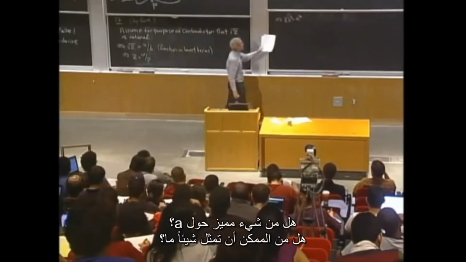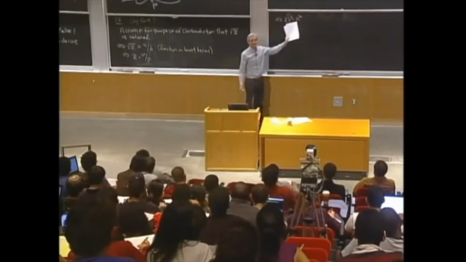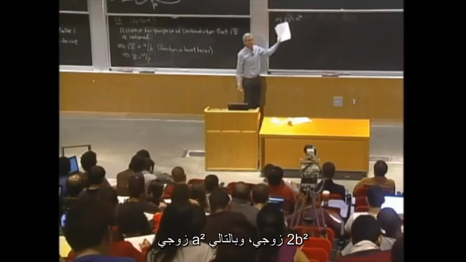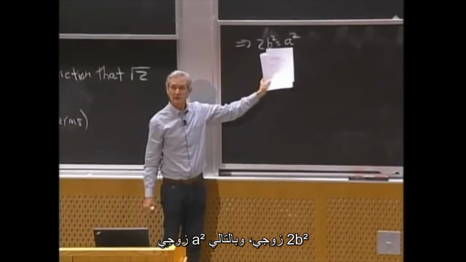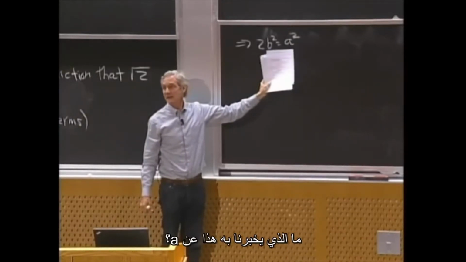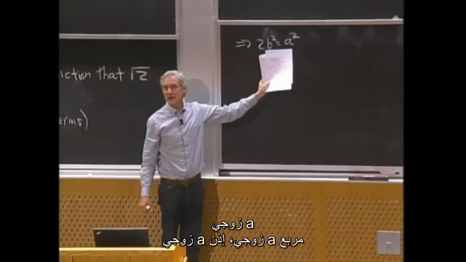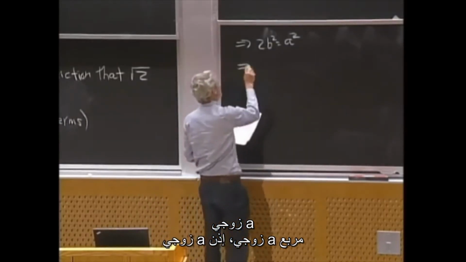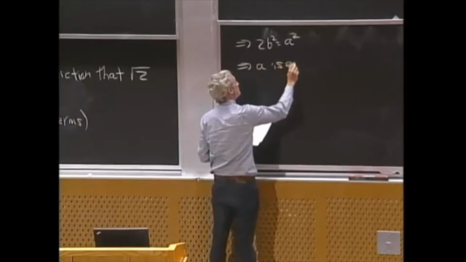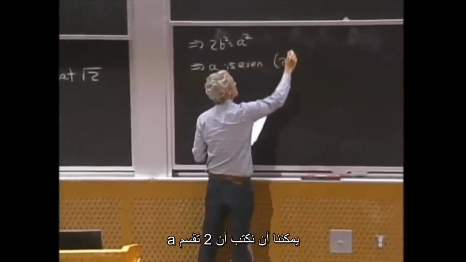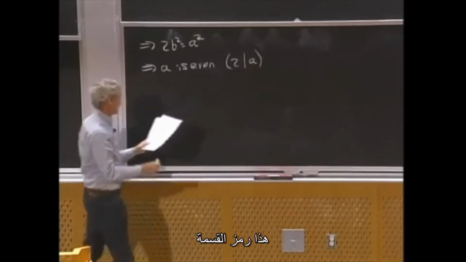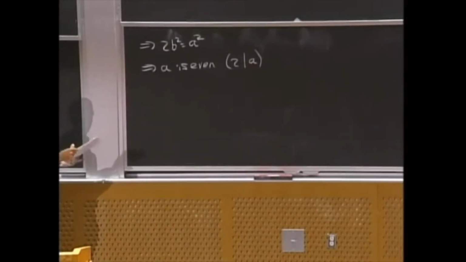Anything special about a? Can a be anything? A squared is even, right? Because 2b squared is an even number, so a squared is even. And what does that mean about a? A is even. If a squared is even, then a is even. So a is even. All right, so we can write that as 2 divides a. That's the divide symbol. You'll see a lot of that next week.